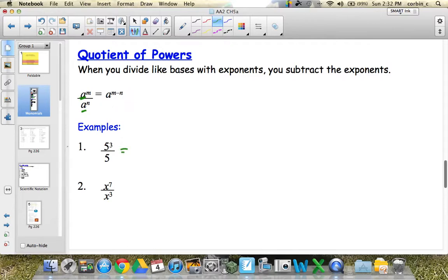5 to the 3rd over 5 to the 1st is 5 to the 3 minus 1. Well, that simplifies to 5. 3 minus 1 is 2, so 5 squared. And this one is a much smaller number than before. 5 squared is 25. My next example, x to the 7th over x to the 3rd is going to become x to the 7 minus 3, which is 4. So it's simply x to the 4th.